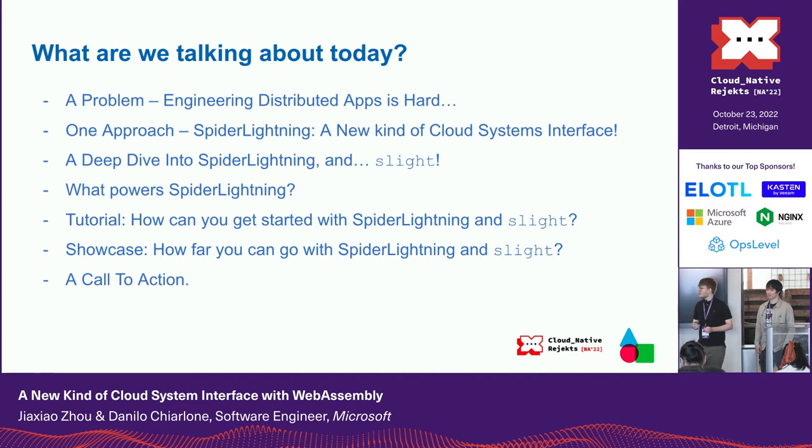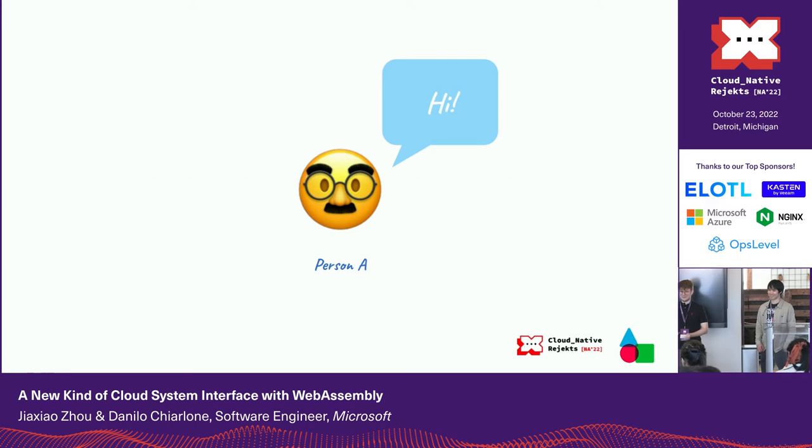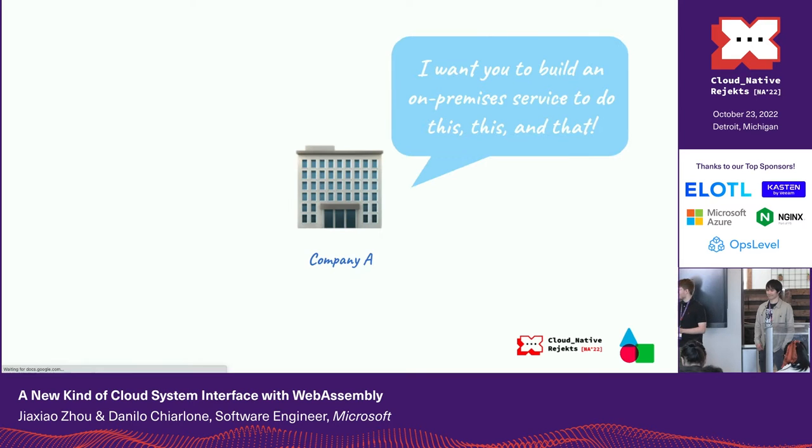Okay, let's begin with the problem. The problem is engineering distributed applications is hard. And to illustrate that, I want to introduce you to a friend of ours, Person A. Now, Person A is a developer at the start of their career. So they, out of university, just started at a tech consultancy firm. And they're ready to go, ready to develop some cool software. And they just got their first client. It's the one and only, the renowned Company A. Now, Company A tells them that they want to build an on-premises service to do this, this, and that.